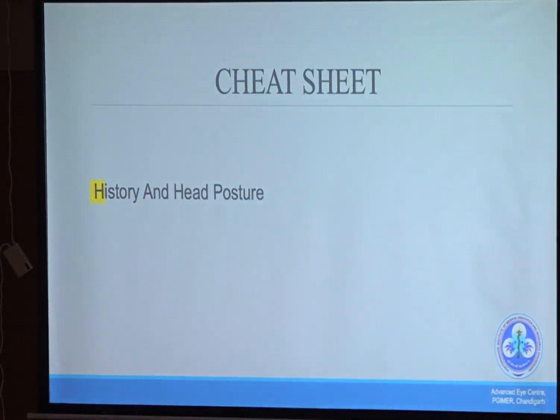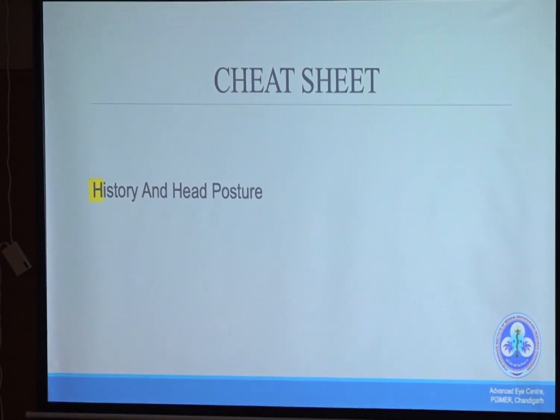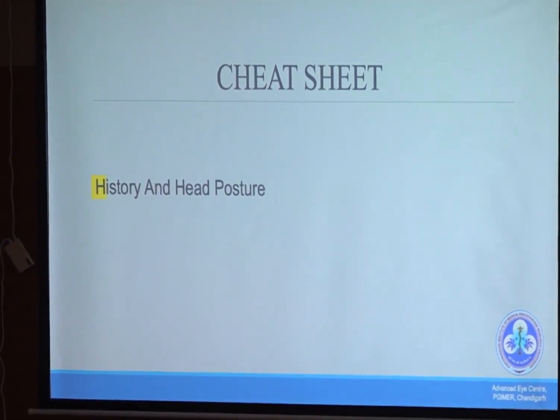So history, as all the talks that you have listened to today, always people will talk about how you have to take an adequate history and ask the patient when the onset of strabismus was, because that will give you a clue whether it's a congenital or an acquired condition. Often you'll see parents of children coming to you, and they'll not give a proper history. They'll just say that they noticed it a day before or a week before. So it is then that you have to observe for the head posture.